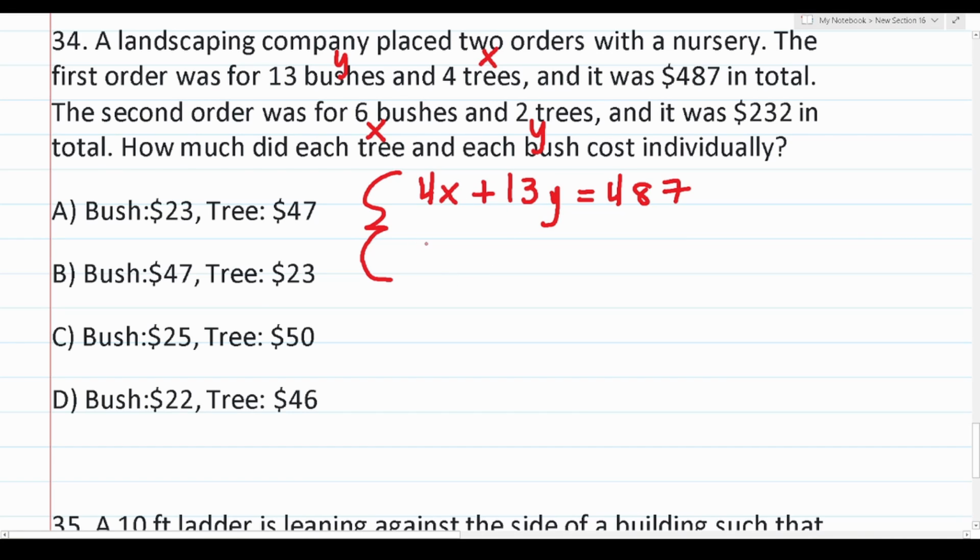Let's do the same thing for the next part. Again, I let bushes be y, so this will be y and this will be x. So this was 2 trees plus 6 bushes totaled 232. Okay? Now all we have to do is solve this system of equations for one of these variables, and once we do that, finding the other value will be pretty easy.